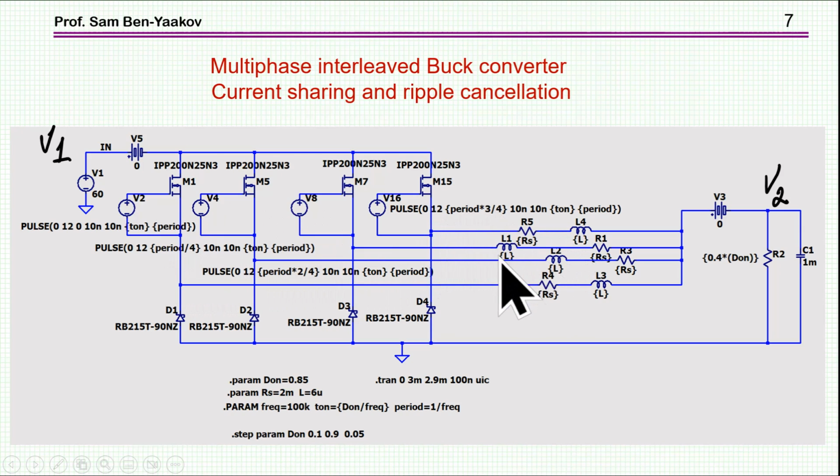And then we have 4 inductors, which are all connected to, in the case of the buck, the output. I'm calling this V1, and this is V2. These two sources are put just as a sensor for current, the total current here and total current here. So this is the very basic simulation setup for a multi-phase converter.